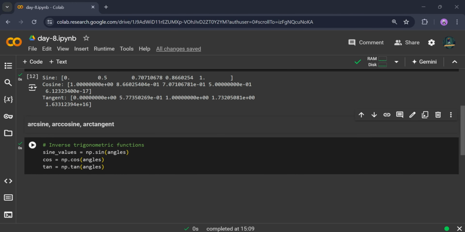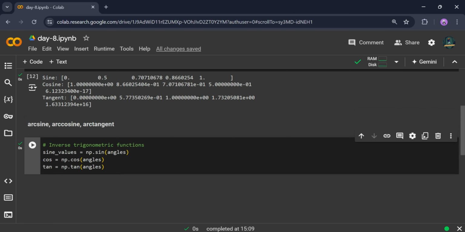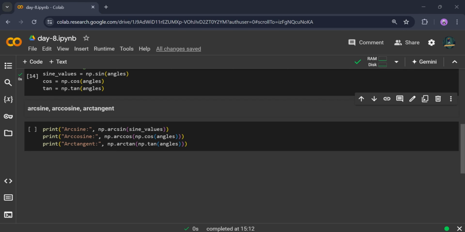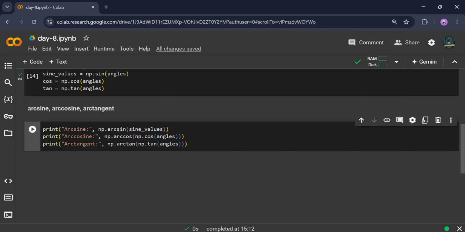Next, we will find the inverse trigonometric functions arcsine, arccosine, and arctangent. First, let's extract the sine, cos, tan values of the angles. Then we use np.arcsin, np.arccos, and np.arctan to compute the inverse functions. np.arcsin gives us the angle for sine values. Then np.arccos gives us the angle for cos values. np.arctan gives us the angle for tangent values. Let's print this result too.